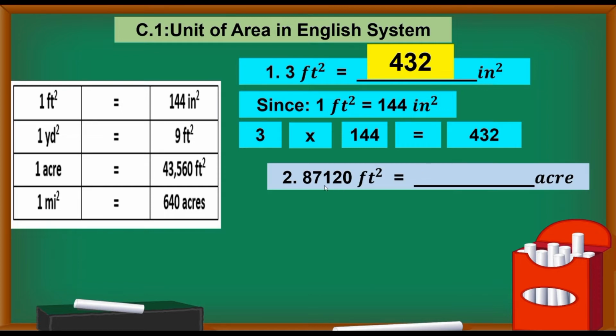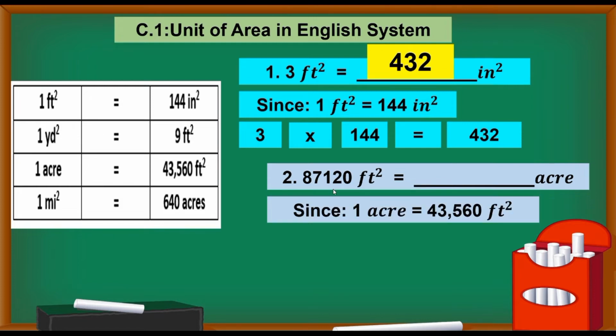Next one is 87,120 feet squared. Ilang acre daw or ilang hektarya? Since ang 1 acre ay equal kay 43,560 feet squared, ang gagawin po natin ay 87,120. Tandaan nyo, paano po malalaman kung imumultiply ba o i-divide? Kung ang given, kagaya nito, in 1 feet squared at yung isa ay 3, tapos feet squared din, multiplication po yun doon sa katumbas niya.